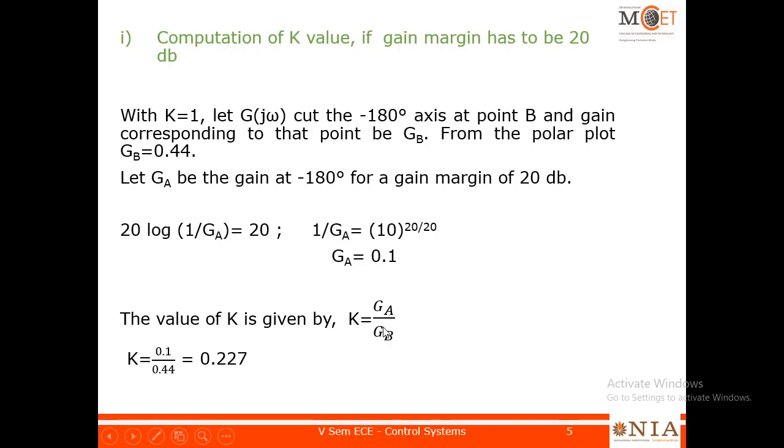GA is 0.1 and GB is 0.44. So when you divide it, you get the value of K. So the first subdivision question's answer is 0.227.